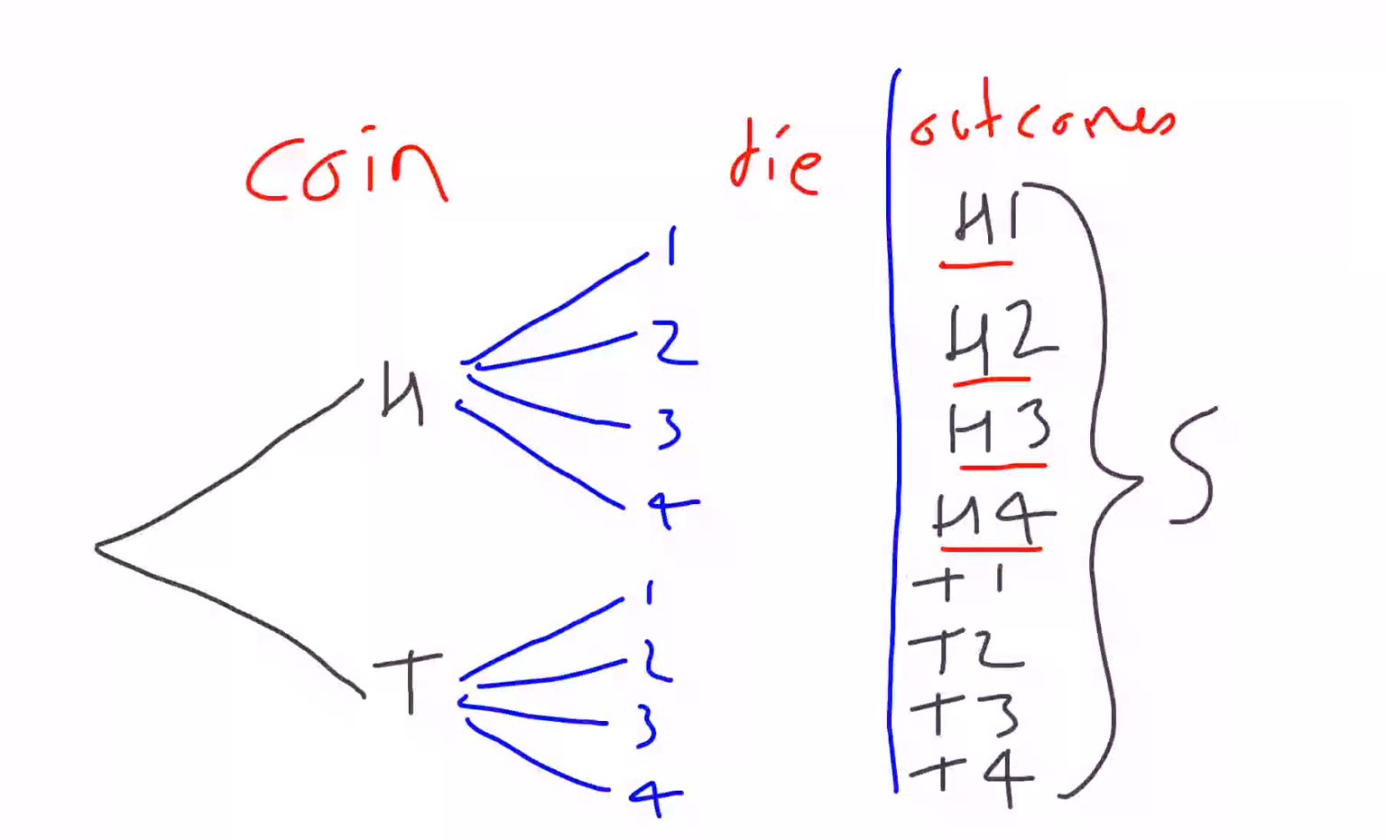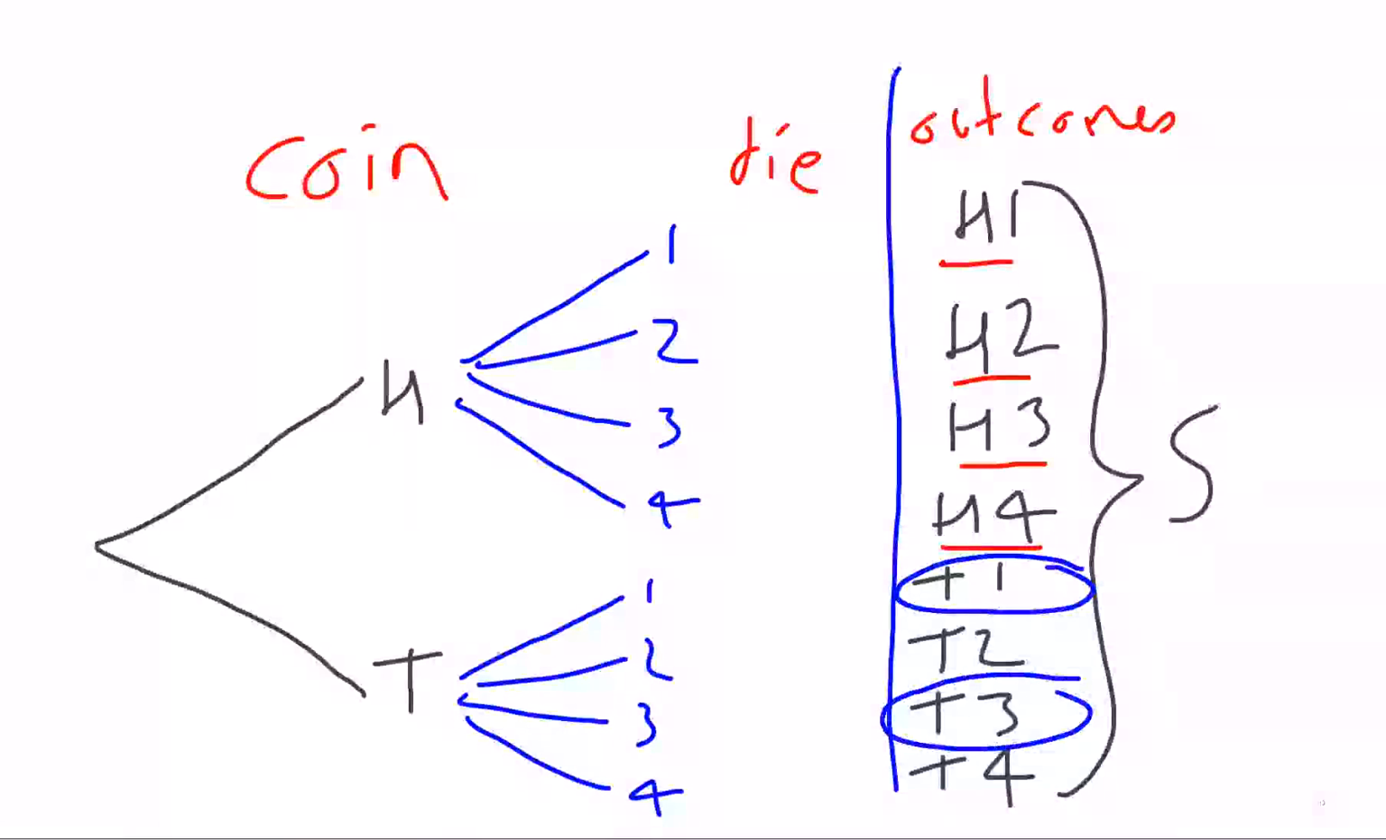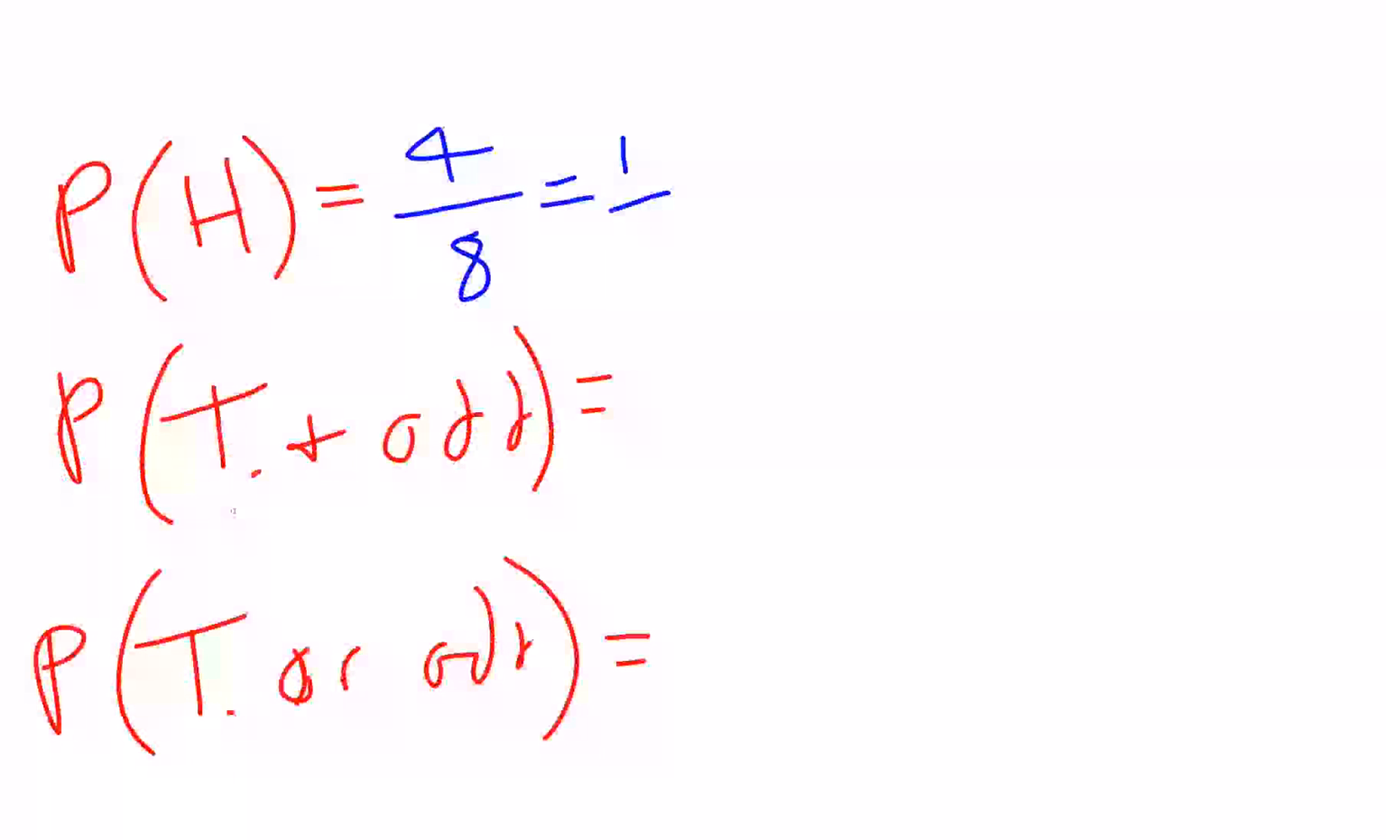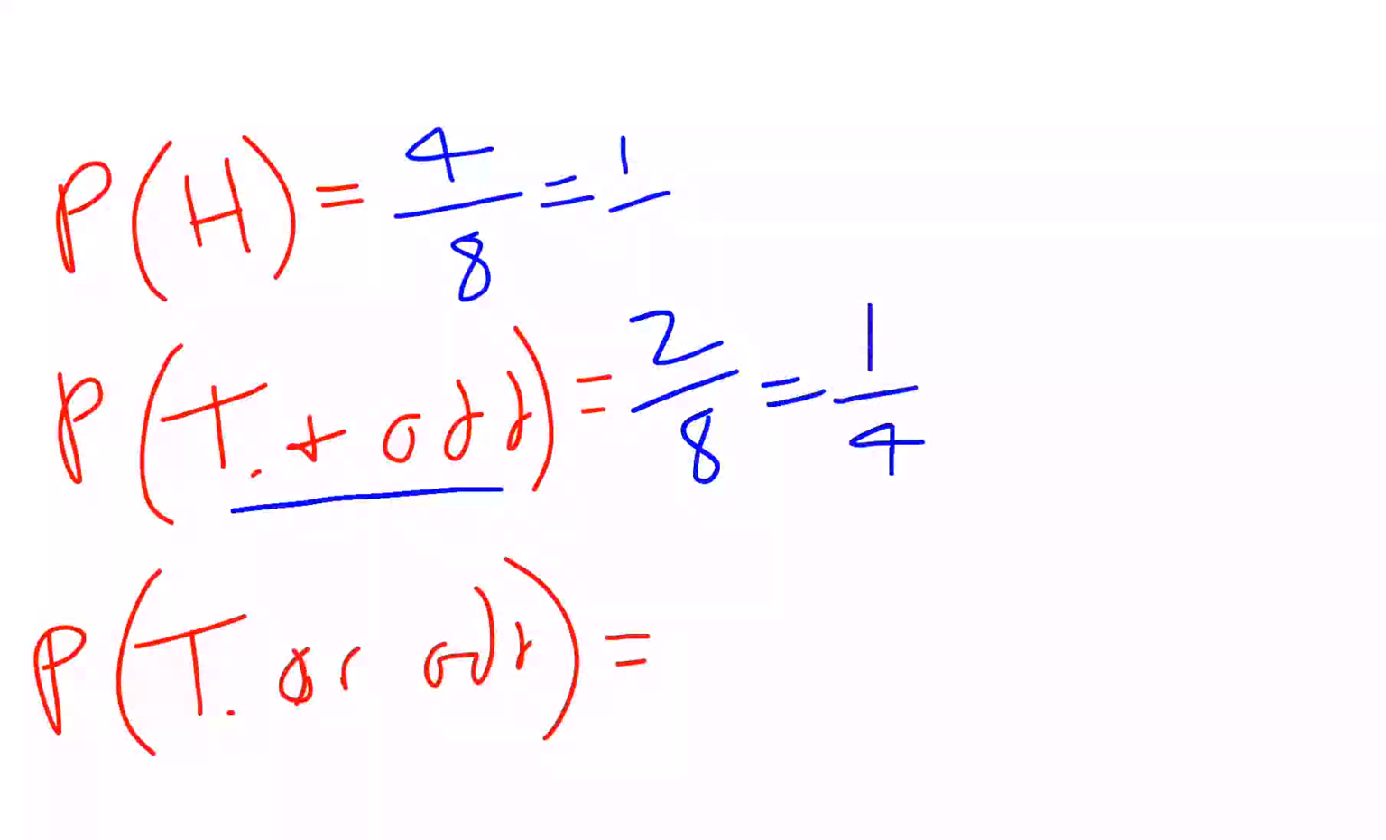We're looking for tails and an odd number. Totally a different question. I've got to get tails and odd. That's got tails and an odd number. That's got tails and an odd number. 2 of them only. So the probability of getting tails and an odd number is 2 out of 8, or 1 over 4. Because we simplify the fraction, 2 goes evenly into 2 and 8. 2 divided by 2 is 1. 8 divided by 2 is 4. Our fraction's simplified.